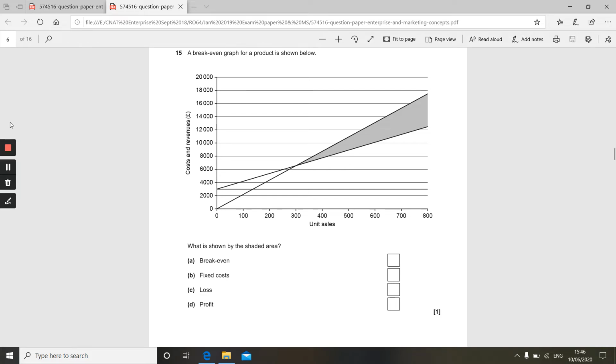Okay, so it's asking you to show what is shown by the shaded area. So is it the break-even point? Is it your fixed costs? Is it loss or is it profit? So remember, the break-even point is where the two lines cross. Anything below the break-even point is a loss. Anything above the break-even point is where sales are greater than your costs. So have a go at working that one out.